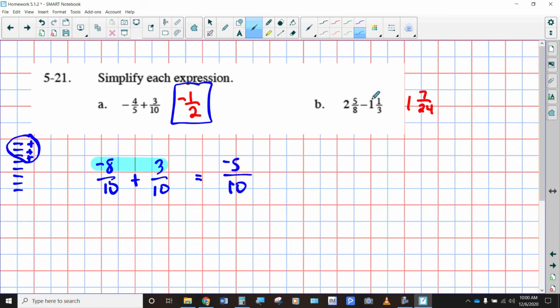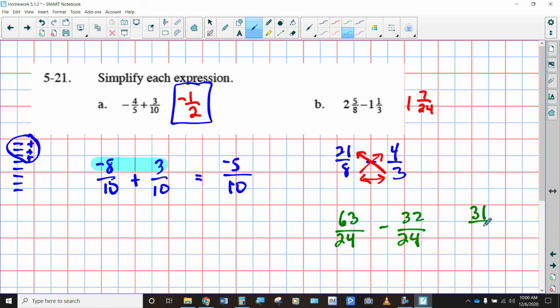Change these to improper fractions. So this becomes 21/8 minus 4/3. And now get a common denominator. It looks like we'll just use the coat of arms here, because 8 times 3 will give you your common denominator of 24. And then that ends up being 63, that ends up being 32. And when you take 63 minus 32, you get 31 over 24, which is an okay answer.